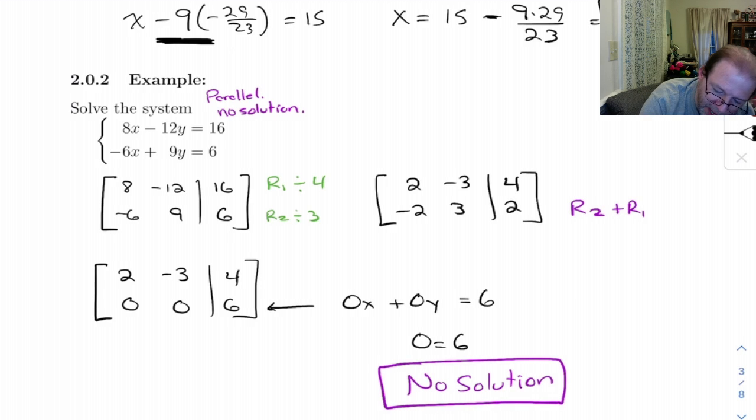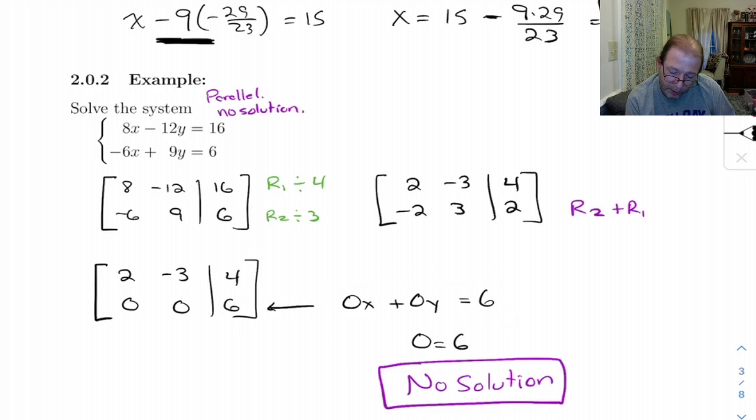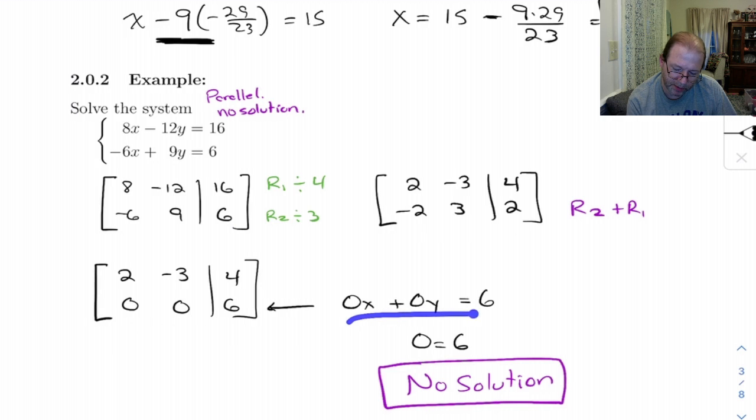Another way to think of that is, this is saying, which values of x and y make this equation here true? And the answer is no values of x and y. So by doing these row operations, we went from something where maybe it's not obvious that there's no solution to something that is obvious.